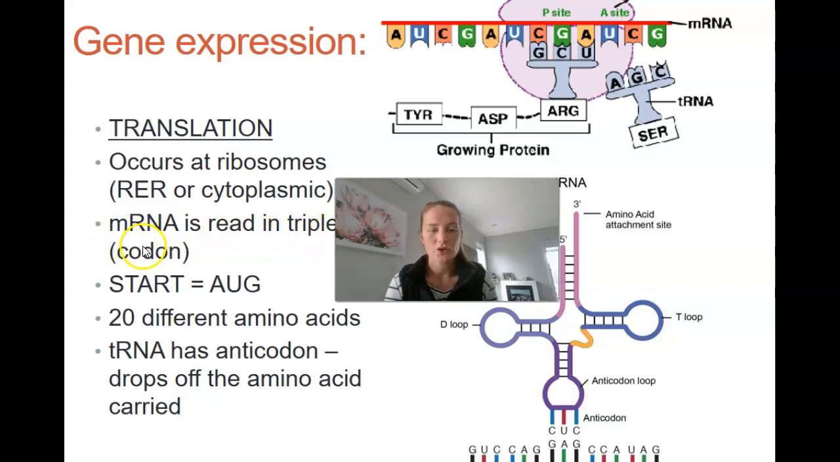mRNA is read in triplet codons. The start sequence is always AUG, so the mRNA will move through the ribosome until it hits the sequence AUG. And then the first tRNA will add on that first amino acid, which is always MET, because that's the corresponding amino acid to the AUG. So we can see here a diagram showing, I might just move the screen down a tiny bit if I can. Ooh, no, I can't.